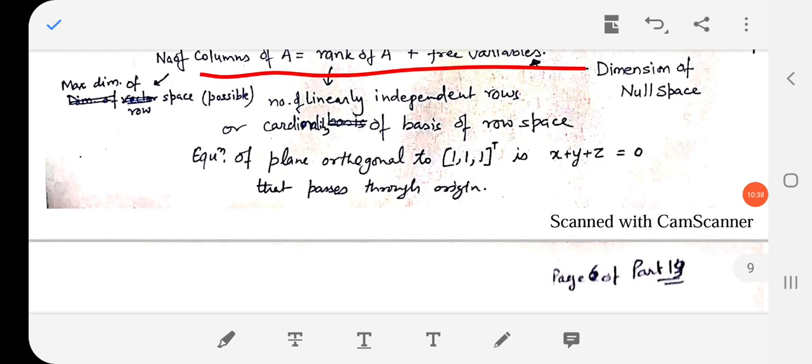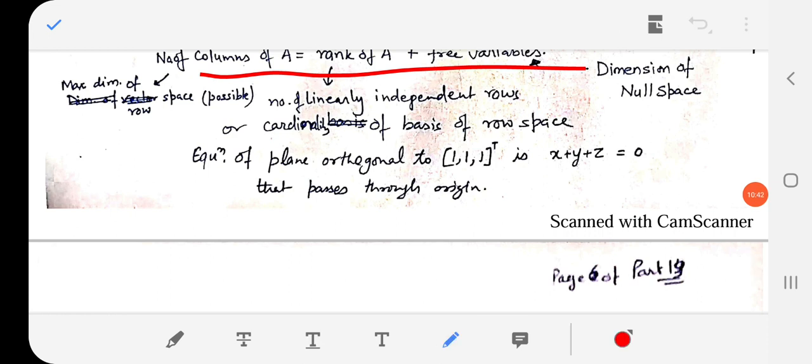Now let us say we have a vector 1 1 1, and we want to find the plane orthogonal to this. So you take a vector containing x, y, z, and take the dot product of this vector with x, y, z. That should come out to be 0, and that gives a plane, and this plane contains all the vectors which are orthogonal to 1 1 1.